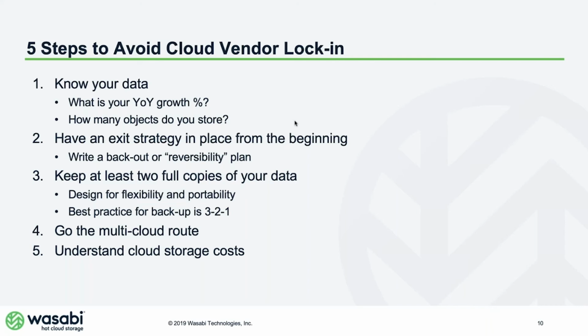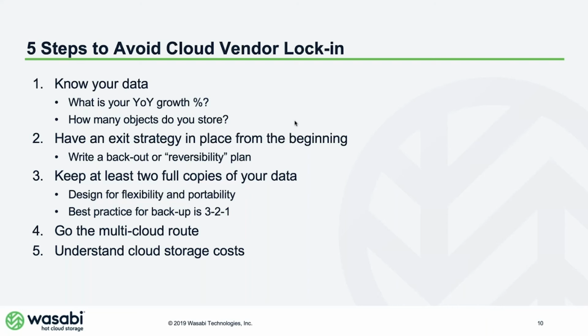It may sound overly negative, but it's prudent to assume that something's going to go wrong with your cloud service provider or your relationship with them, and you're going to want to break up. And when you do, you want to have a plan for it. So one of the things is to consider writing a backout or a reversibility plan. Depending on your risk level and the risk level that you perceive, you can make this plan more or less detailed. It all depends on you.